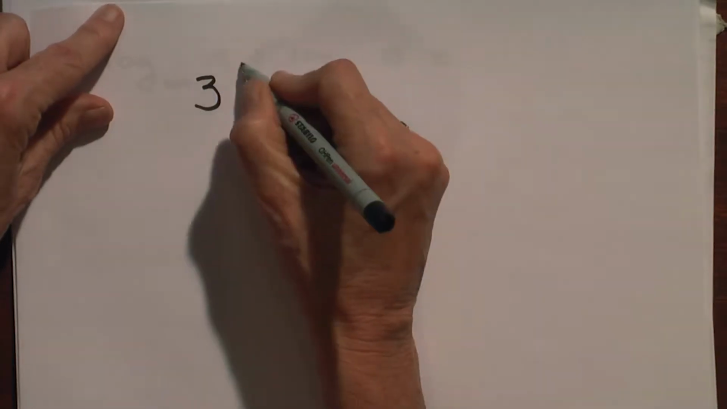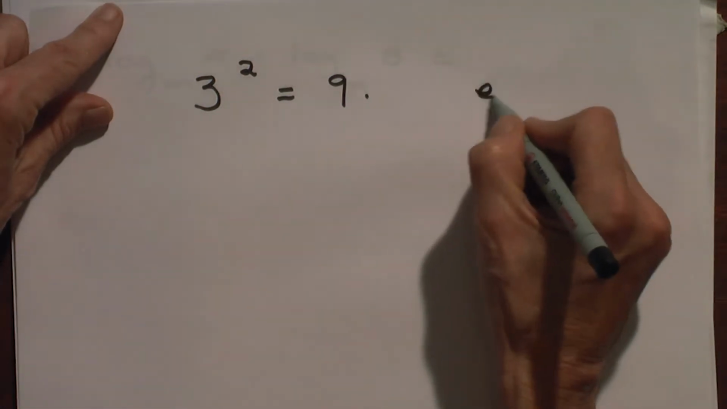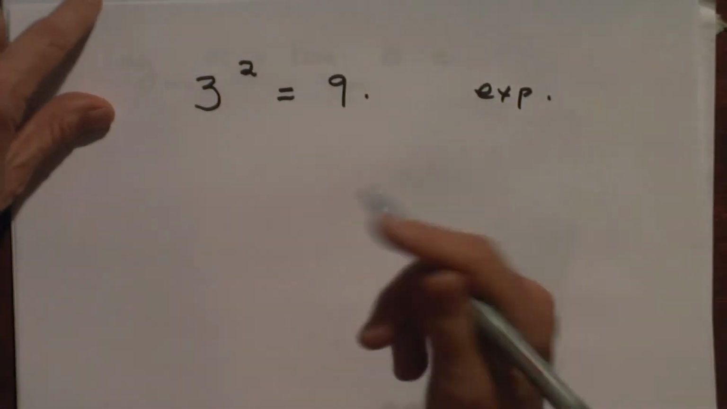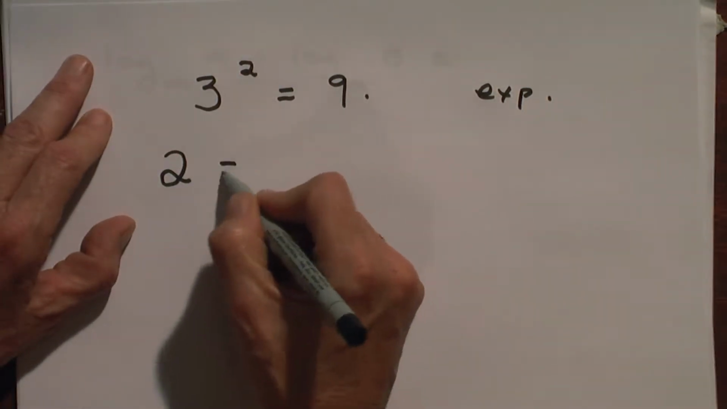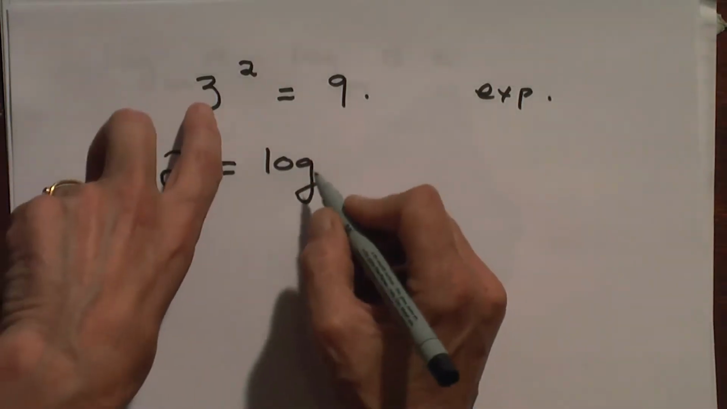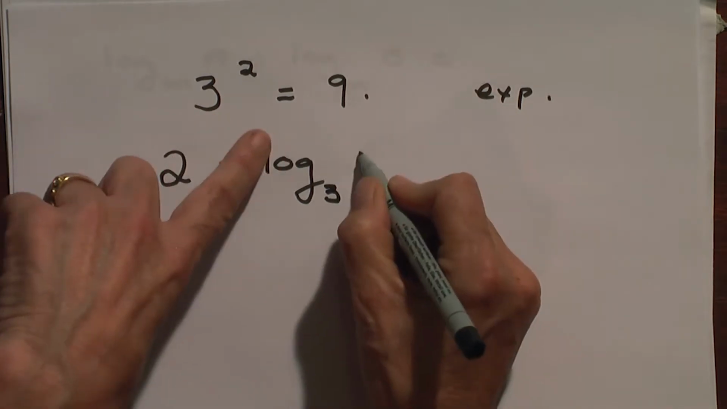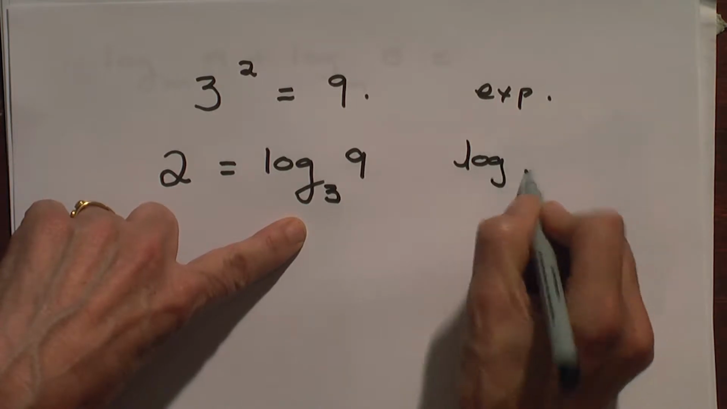If I look at it like this to give you a little bit of theory, I've got 3 squared equals 9. That's an exponential equation. I can rewrite that and say 2 is a log. Now, log is a piece of wood, so I've got to explain exactly what happened. It's a log to the base 3 of 9. That is the same expression written as a log.